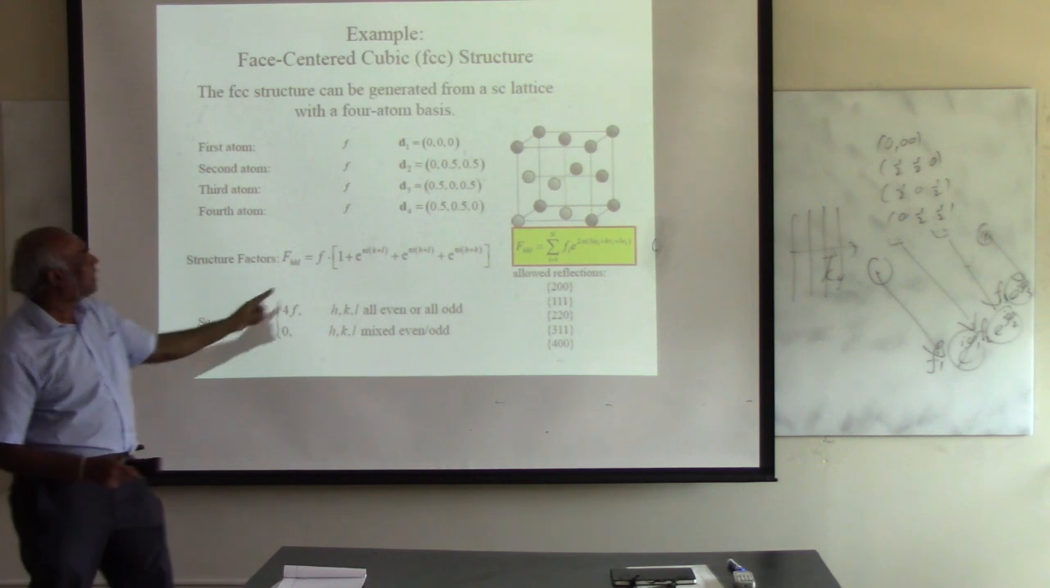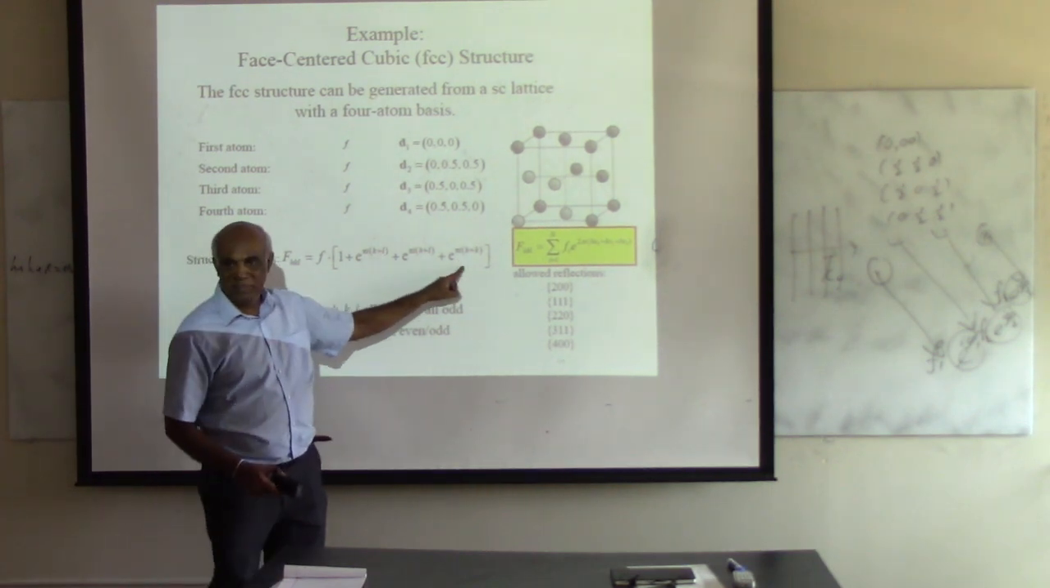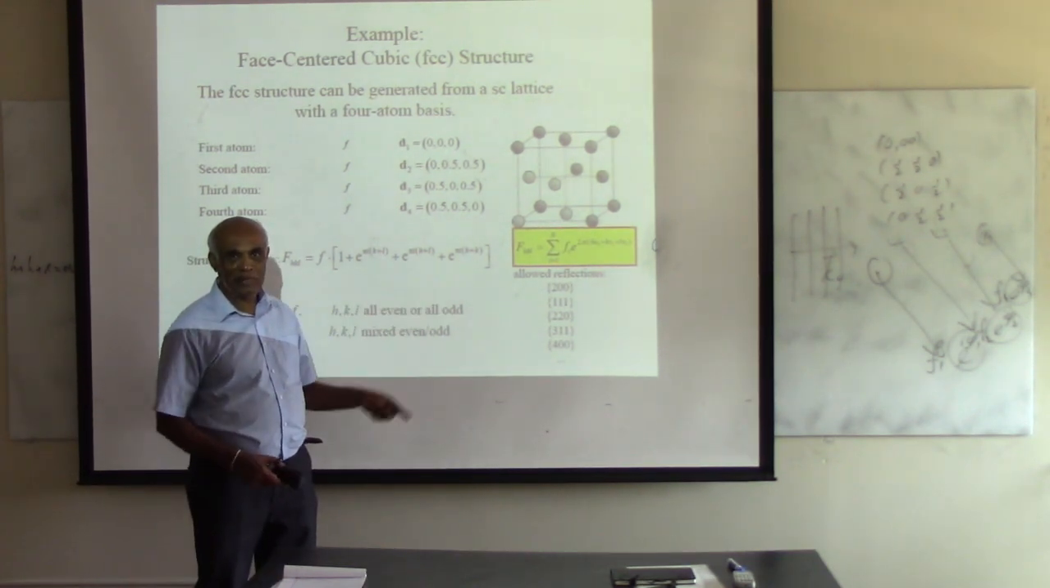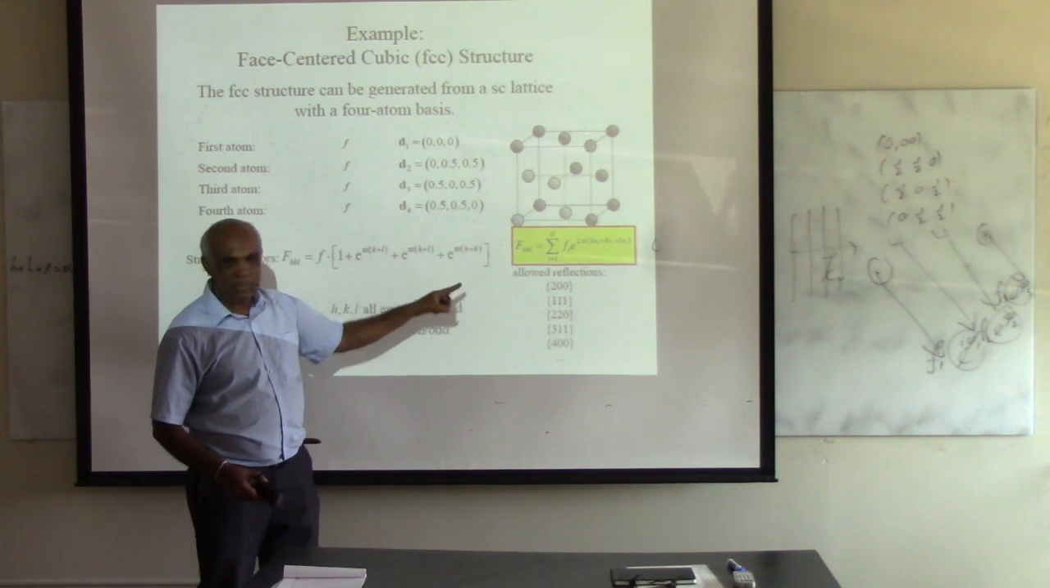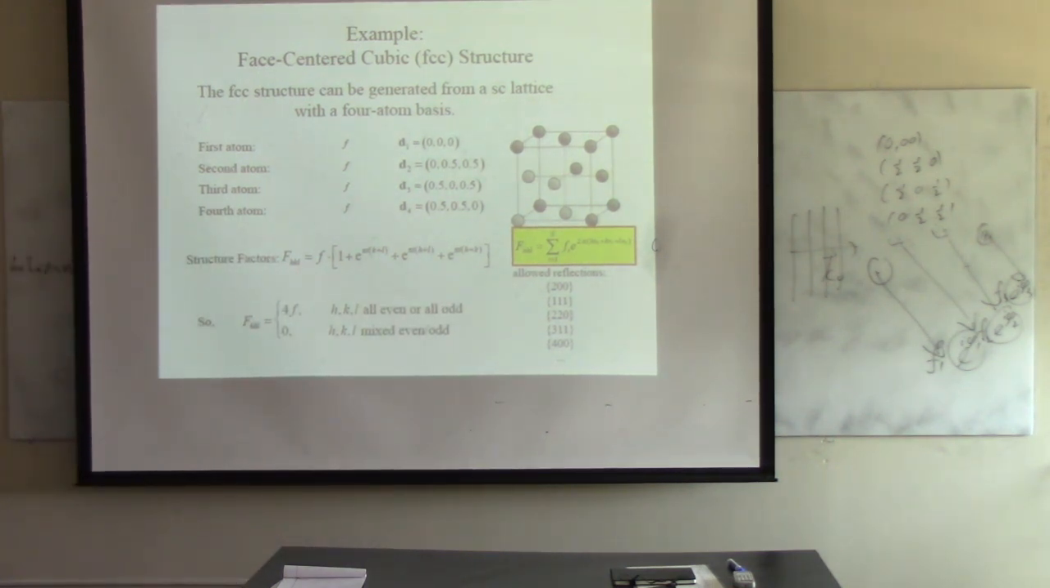In that case, you will see 2 of them become 1 minus 1, other one plus minus, right? You have to try that one. So then they cancel each other, you get 0. So if you have FCC, you get reflections when either all the indices are even or all the indices odd. In the BCC case, the sum should be even. Please note the difference, right?